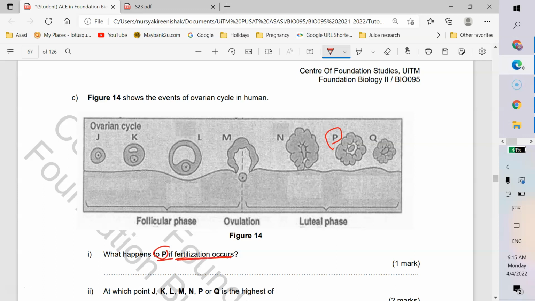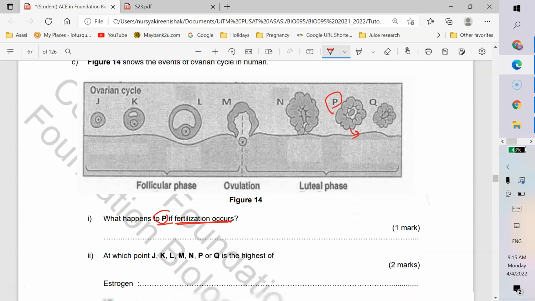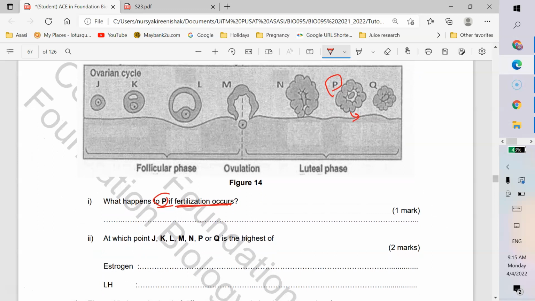So if fertilization occurs, the corpus luteum will not degenerate, will not get destroyed, and it will continue secreting estrogen and progesterone. Mesti awak mention kedua-dua hormon ni. Kalau mention salah satu saja, for example you mention corpus luteum produces progesterone saja, so your answer would be incorrect. Okay, you must mention the 2 hormones. Corpus luteum will not degenerate and secrete estrogen and also progesterone. Okay. So thank you Aisyah.